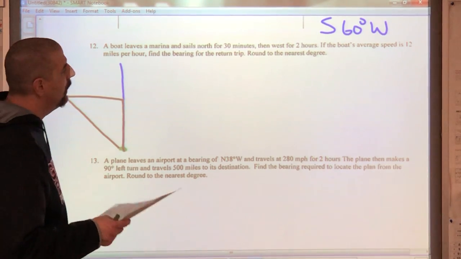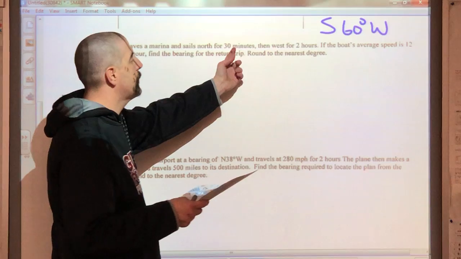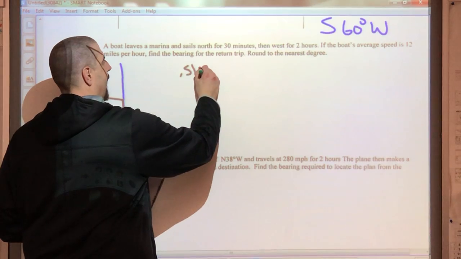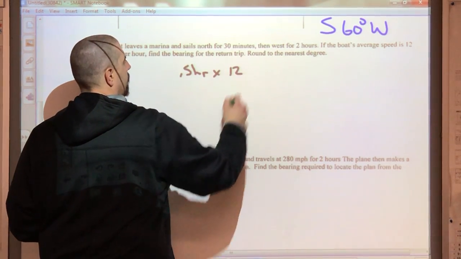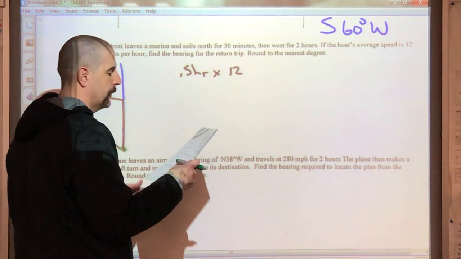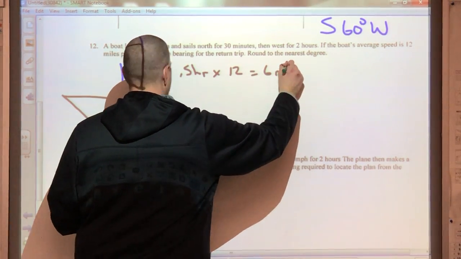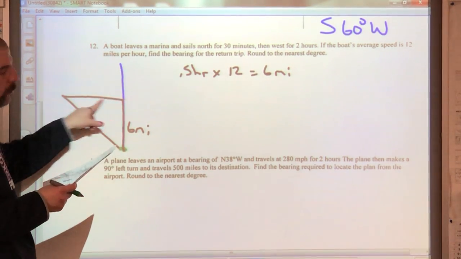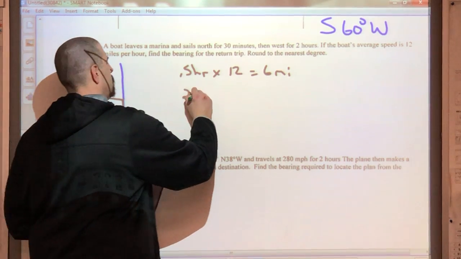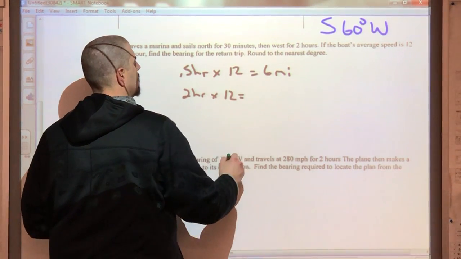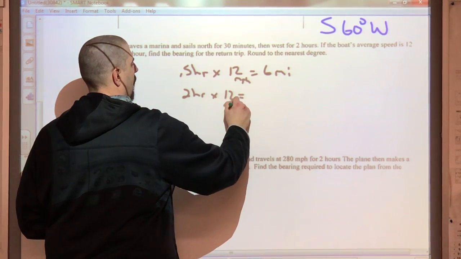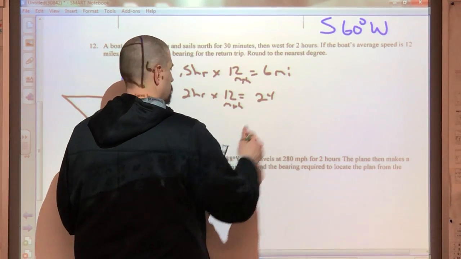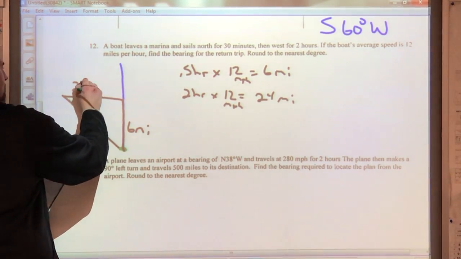That's how we do these things. So we need to figure out how far you're going. Well, if I went for 30 minutes at 12 miles per hour, that's 0.5 hours times 12. If you do that, you're going to get 6 miles, and that is the distance here. Then we're going to travel west for 2 hours, so it's going to be 2 hours times 12 miles per hour, sorry. And then the hours will cancel and you'll get 24 miles, and that's this west distance.